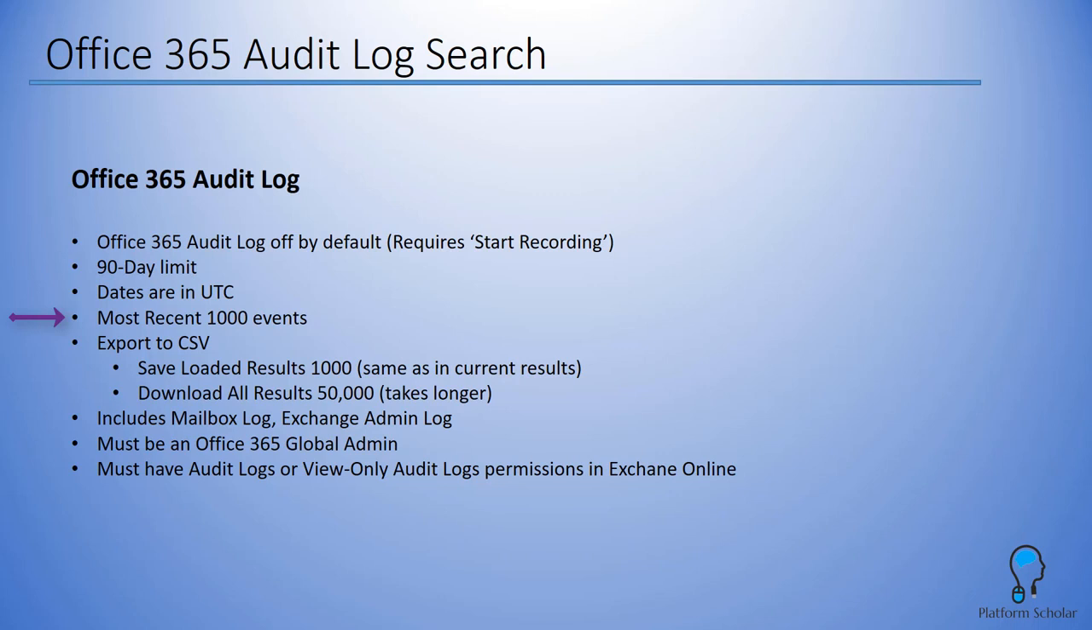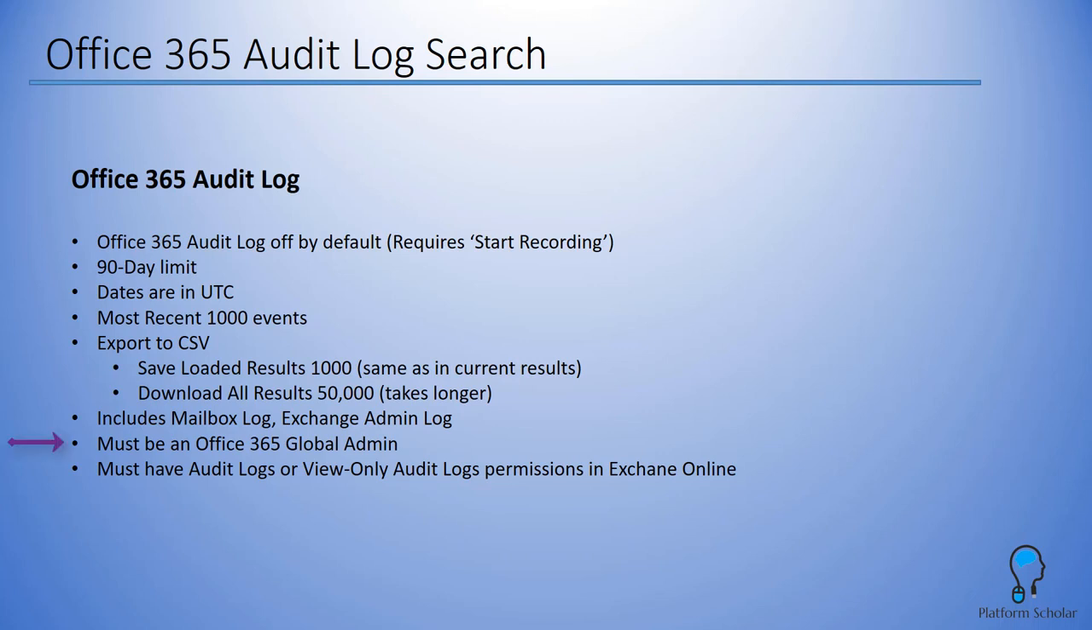If you need more than 1,000 records, then you'll have to export the data. Which brings me to number 5. You can export the search results, or you can download all. Exporting the search results still has a 1,000 record limit, as it literally just exports what was returned in the search you performed. Downloading all actually reruns the command and exports up to 50,000 records, so this takes considerably longer, as you might imagine. Number 6, the Unified Log will record activity from the Exchange logs as well.